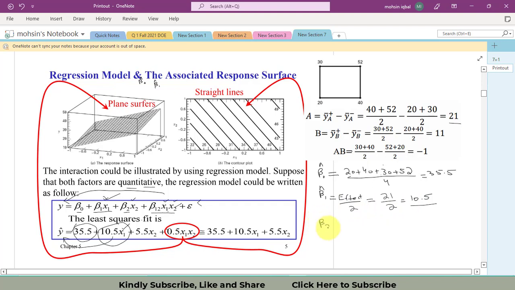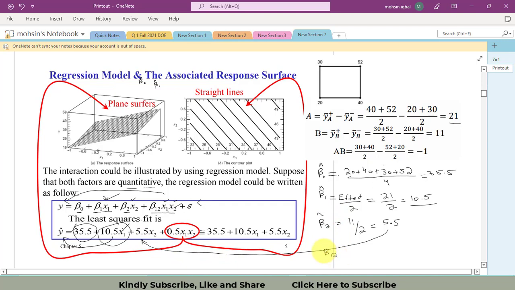So I'm going to quickly calculate beta 2. We just divide 11 by 2, and we will get our coefficient, that is 5.5. So it also has a positive effect on the response variable. A 1 unit increase in x2 will increase the response variable by 5.5 units. So this is x2, and then I will calculate beta 12.